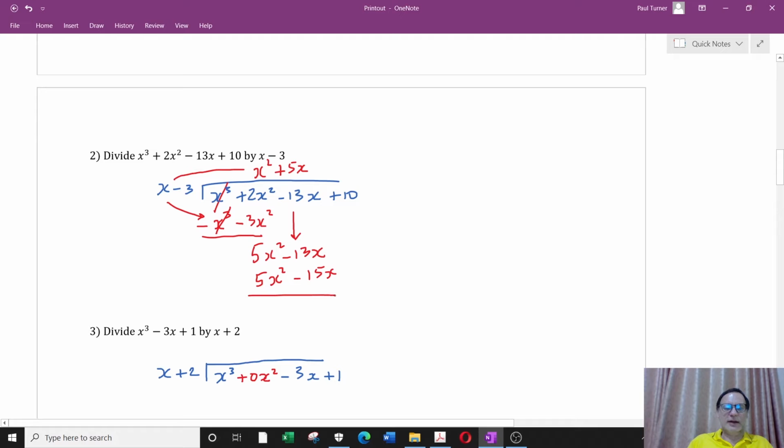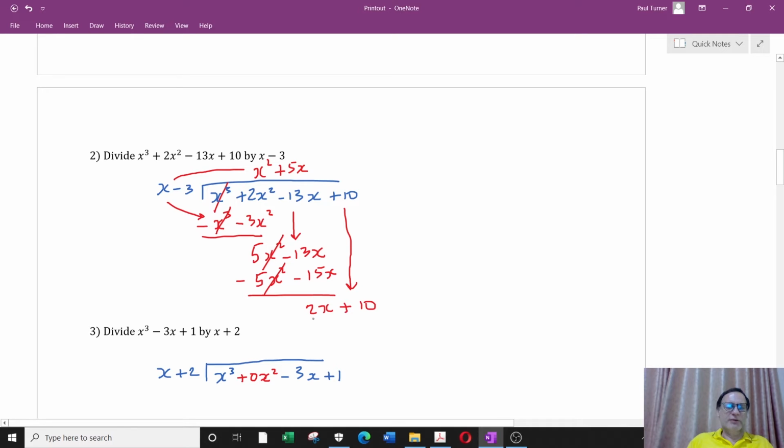And then we subtract. 5x minus 5x is gone, 0, good. Minus 13 minus negative 15 will give you 2x. It's minus 13 plus 15, 2x. And then we drop down the next term, which is plus 10.